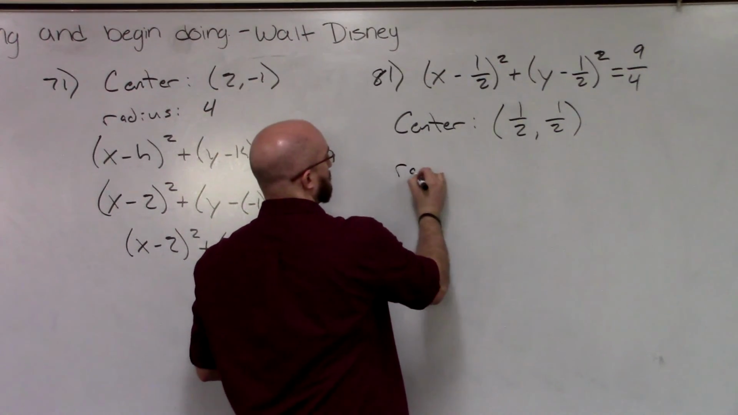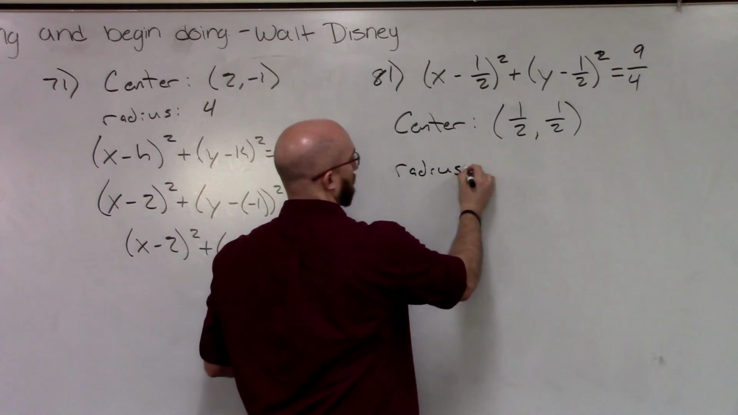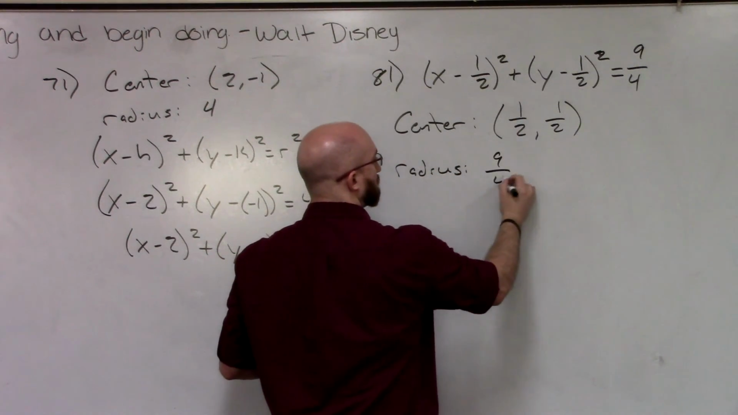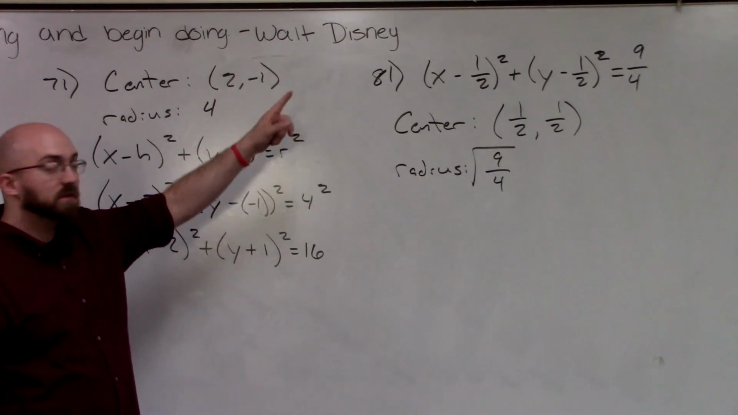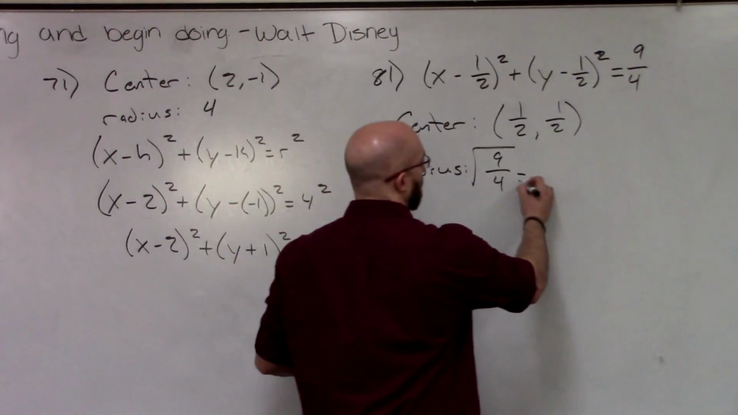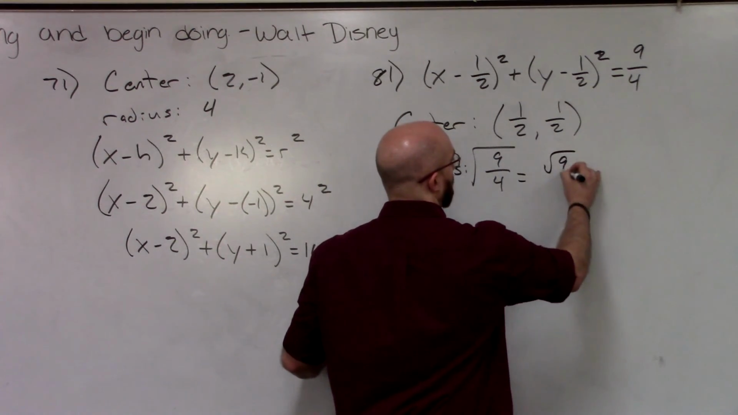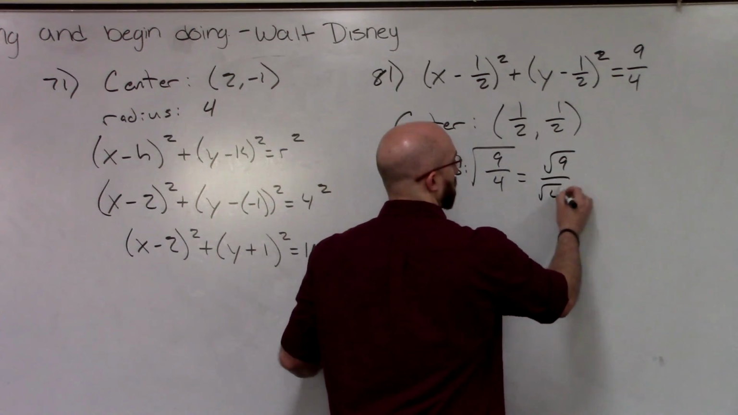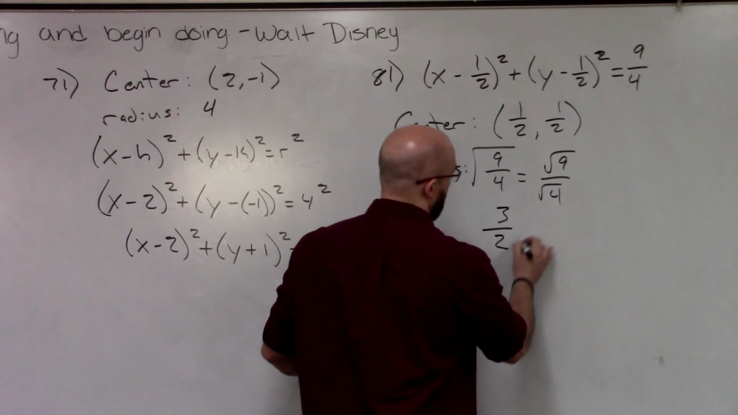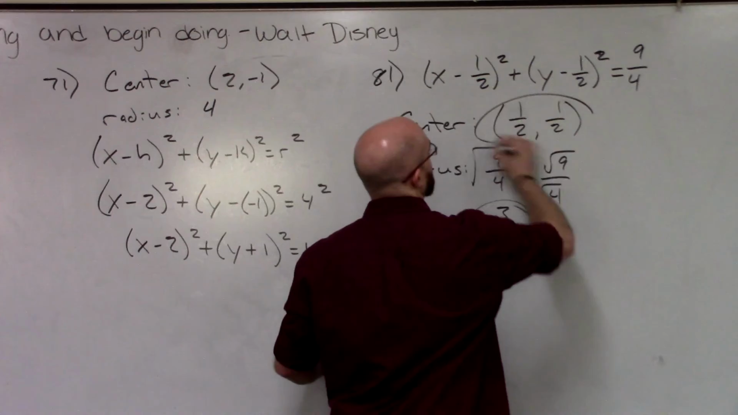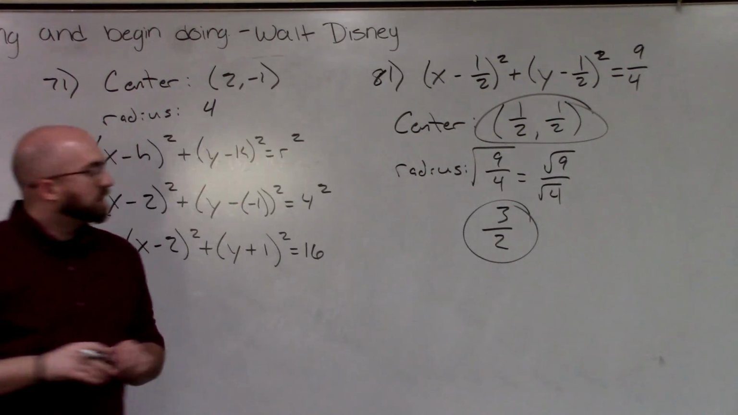For the radius, we have to go 9/4. Take the square root of that. Because this is r squared, there's no square. The square root applies to both 9 and 4. So break it up like that, and that just becomes 3/2. So there's your answers, the center and radius.